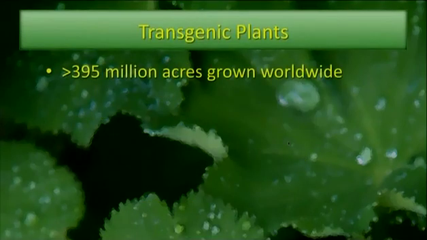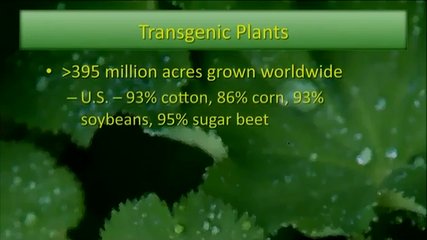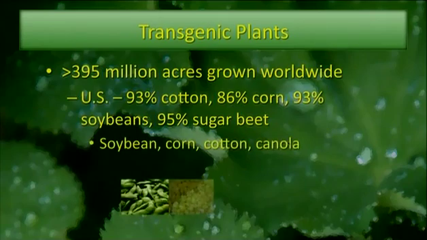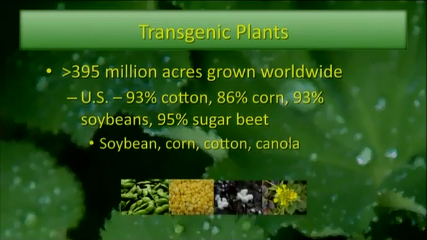There are more than 395 million acres of transgenic plants grown worldwide today. In the United States, 93% of the cotton crop, 86% of the corn crop, 93% of the soybeans, and 95% of the sugar beets are GMOs. 75% of all processed foods in the United States have a GMO component. So we're eating it now. Soybean, corn, cotton, canola. These are all transgenic plants. So we're all eating it.